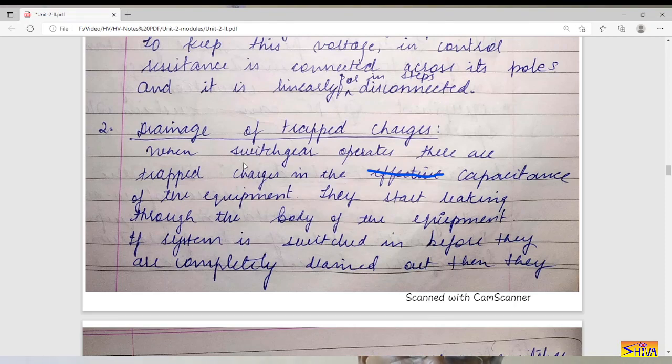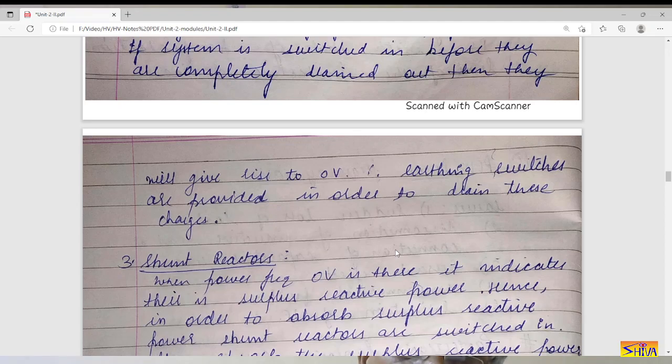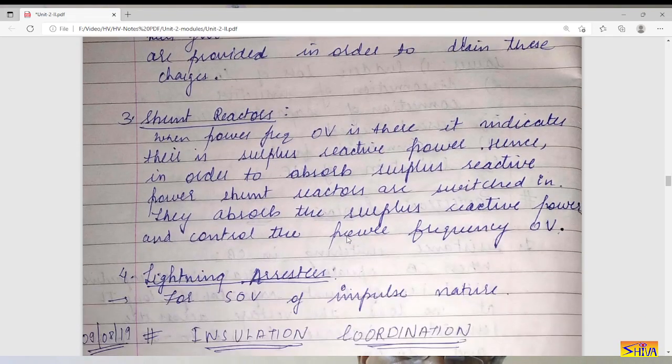Second method is drainage of trapped charges. When switchgears operate, there are trapped charges in the capacitance of the equipment. They start leaking through the body of the equipment. If the system is switched in before they are completely drained out, then they will give rise to overvoltage. So earthing switches are provided in order to drain these charges.